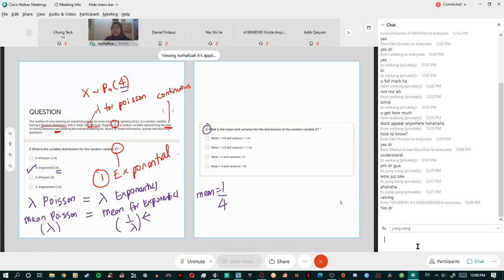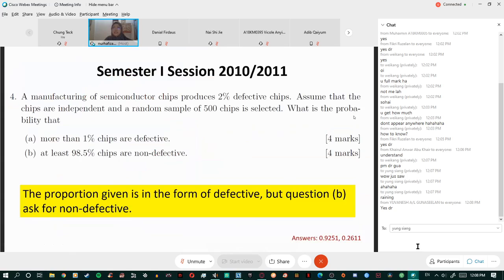Okay, next I'm going to go through some of the important things that you need to take note of. Can you see? That you need to take note of for this test one.